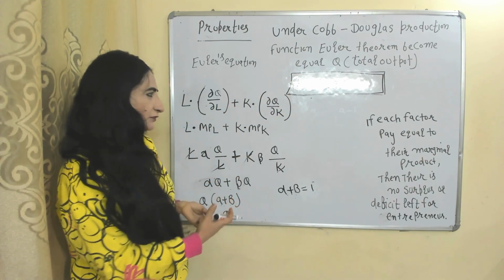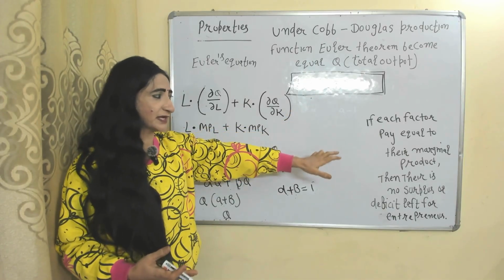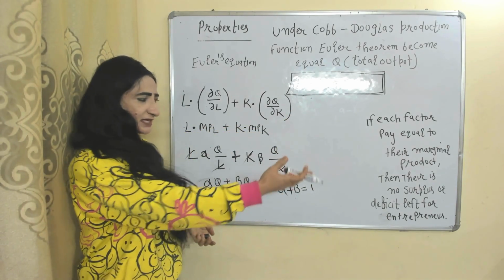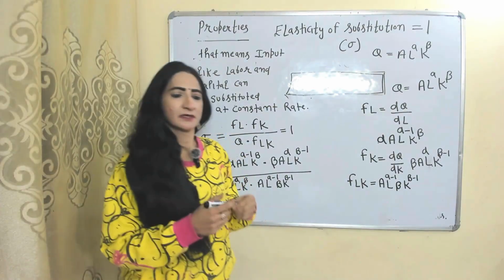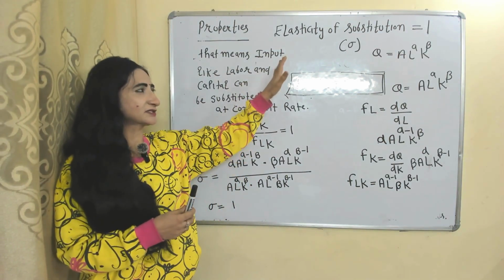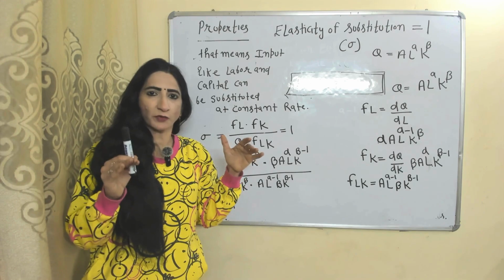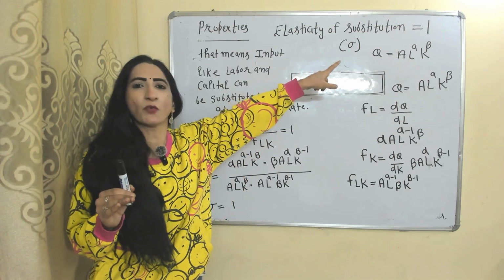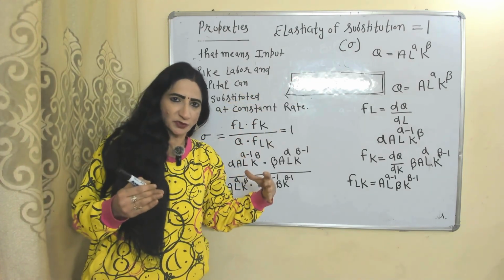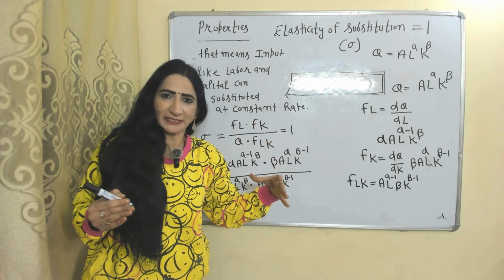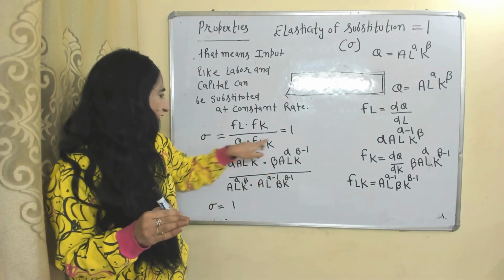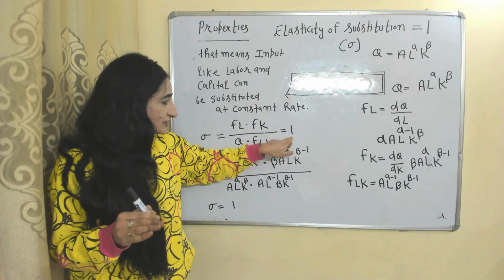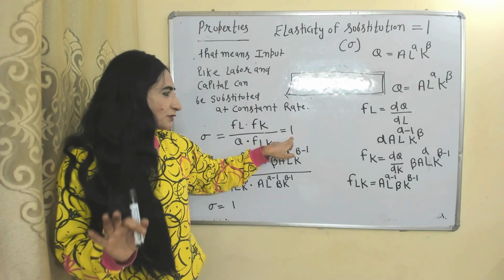What does this mean? That means if each factor is paid equal to its marginal product, then there is no surplus or deficit left for businesses. Next property, elasticity of substitution in case of Cobb-Douglas production function is equal to 1. That means we can substitute inputs like labor and capital with each other at a constant rate. This is the formula to calculate elasticity of substitution, which is equal to 1 in case of Cobb-Douglas production function.